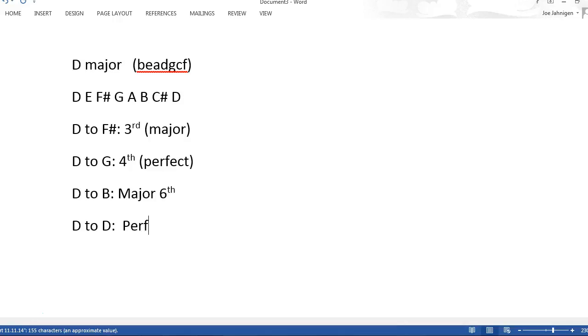That's a perfect octave. If you don't understand this, please go backwards, rewind, take notes, watch as many times as you need to gain understanding.